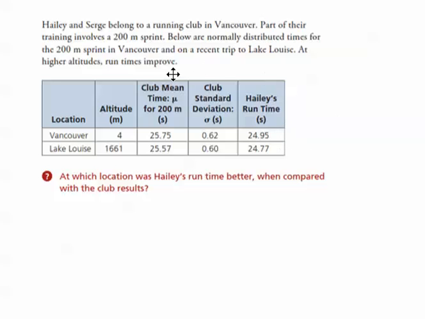So what we're asked is: at which location was Haley's run time better when compared to the rest of the group? And that's what we can use z-scores for.